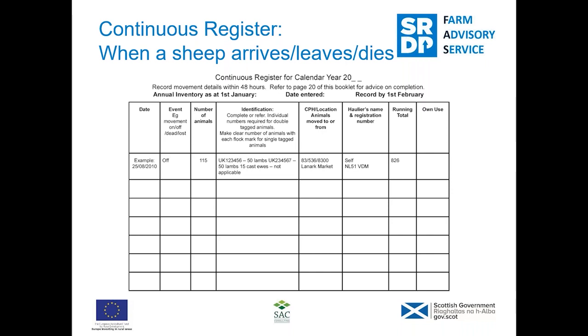And here's just an example of what a continuous register might look like. So you've got the date, then the event, whether it's off, on or dead, the number of animals, and then the identification and where the animals moved from. Also make sure you put in the haulier's name, and that way you'll keep a running total. So if you had one death here, then your running total would be 825.